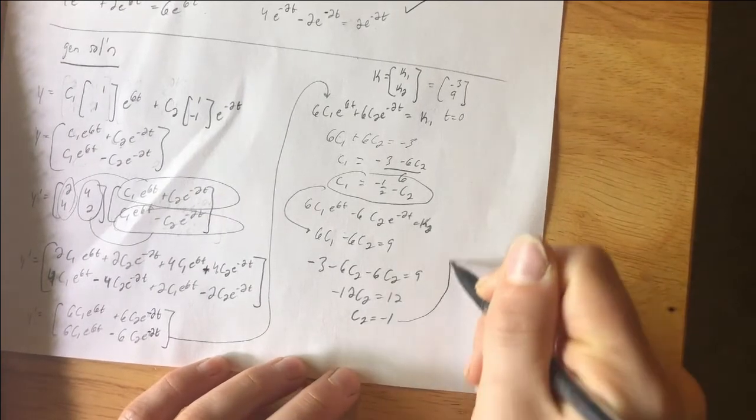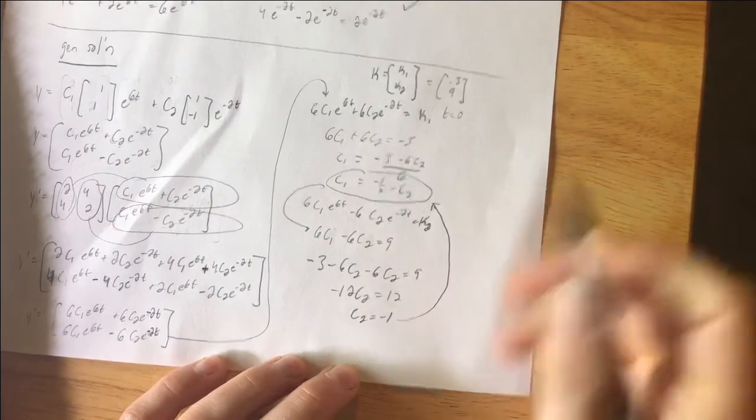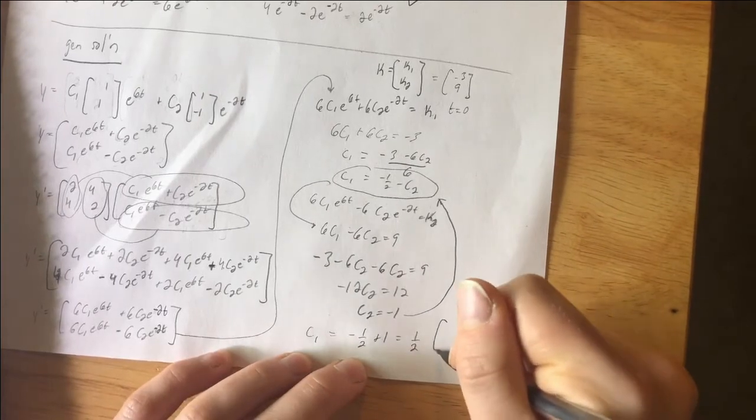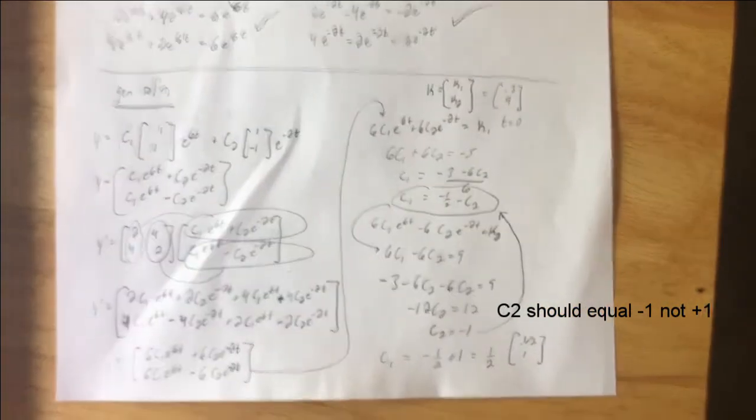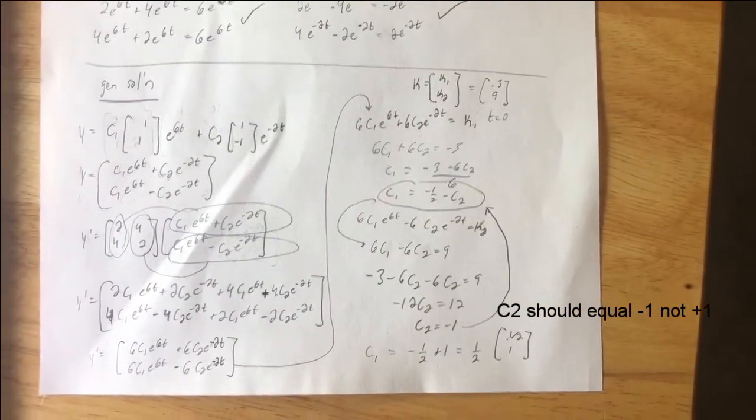And we can go ahead and use this to solve for C1, positive 1/2. So then we come out to have a matrix that's 1/2 over negative 1. Now, in order to solve this through a calculator, there's a really easy way to do that, and I'll show you that in just a second.